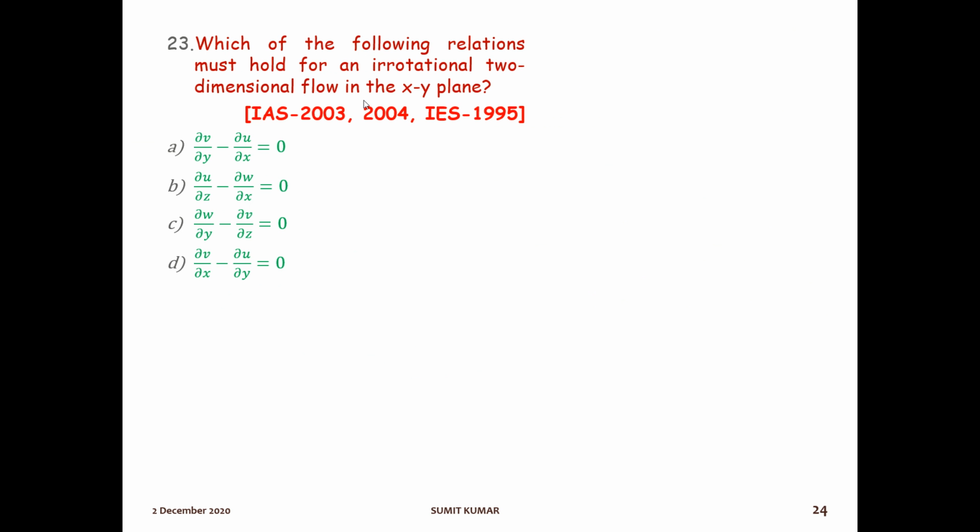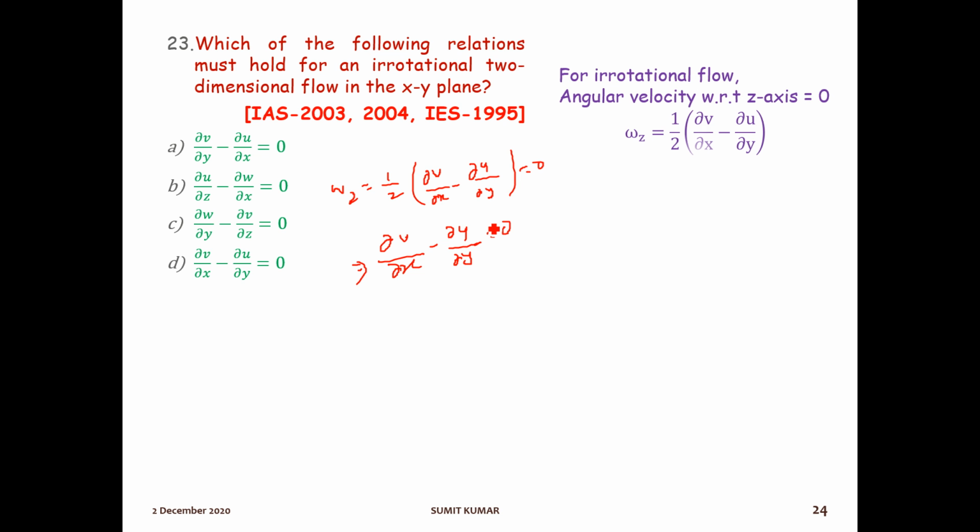The next question: which of the following relations must hold for irrotational two-dimensional flow in the xy plane? For checking irrotationality in the xy plane, we use the angular velocity omega z, which is half of dv by dx minus du by dy, equal to 0 for irrotational flow. So we can write del v by del x minus del u by del y equal to 0. These are the formulas for omega z. Here in the options, del v by del x minus del u by del y equal to 0 appears only in option D. So option D is the correct answer.